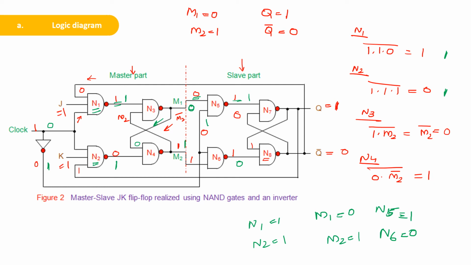Now if you take N7, that is NAND gate 7, one of the inputs is 1, the second input is 0. So 1 dot 0, this will be 1. This 1 is getting fed back as the input of N8. So 1 dot 0, which means this will become 1. This 1 is getting fed back as the input of N7. So both inputs are becoming 1 for N7 now, so the output of N7 will become 0.